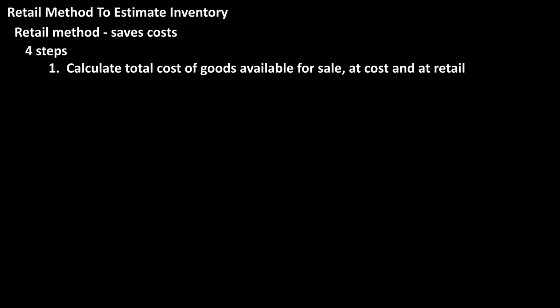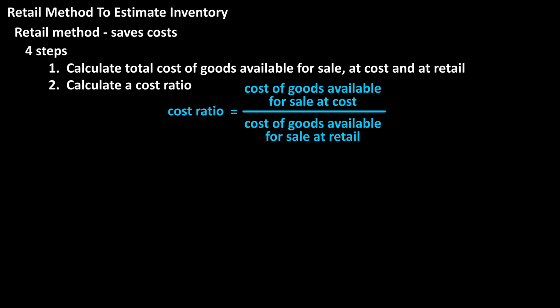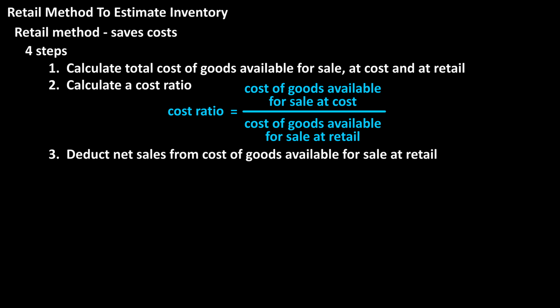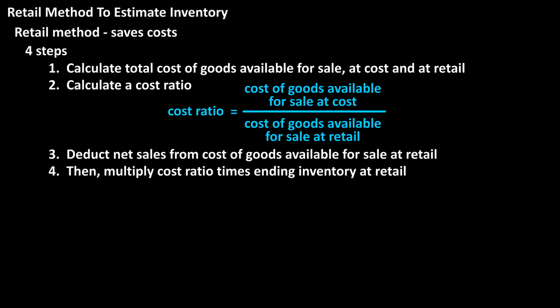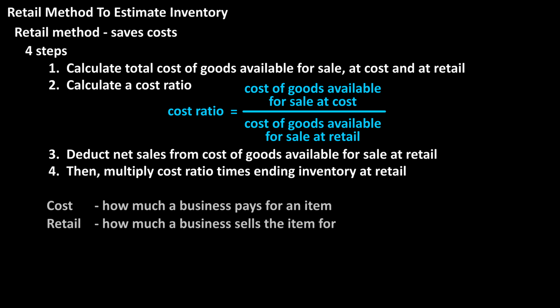Calculate the total cost of goods available for sale at cost and at retail. Calculate a cost ratio, which is the formula, the cost of goods available for sale at cost divided by the cost of goods available for sale at retail. Subtract or deduct net sales from the cost of goods available for sale at retail, and then multiply the calculated cost ratio from step 3 times the ending inventory at retail. And one note, cost is how much a business paid for a particular item, and retail is how much the business sells the item for.